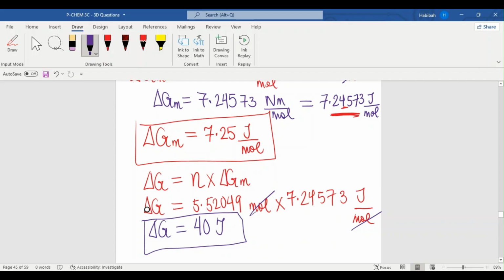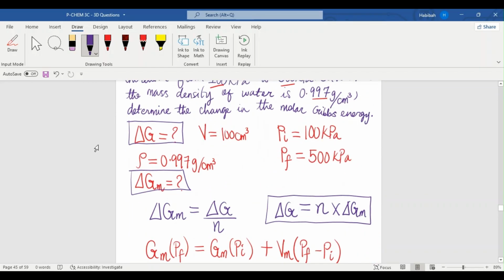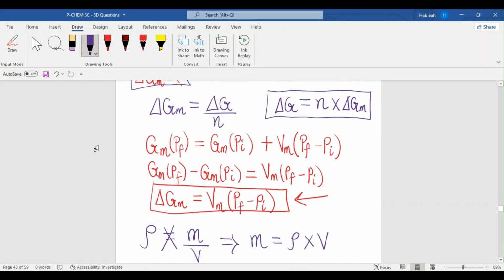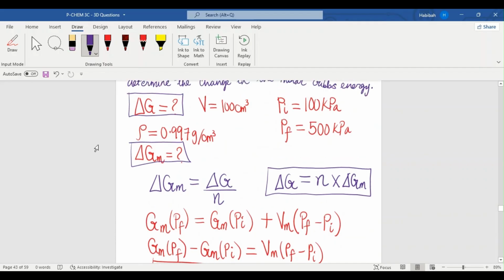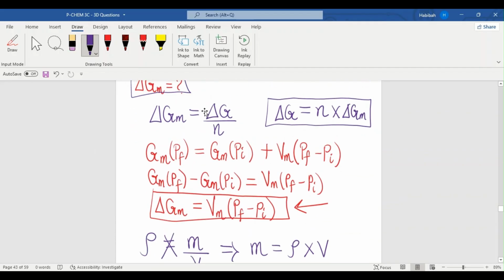Now, to keep my promise, I'm just going to quickly do the short review of what we did. The question asked us to find the change in Gibbs energy as well as the change in molar Gibbs energy. The first thing we did was determine the formula we're supposed to use after we brought out the parameters. We determined the formula as the relationship between Gibbs energy and molar Gibbs energy. We have the formula we're supposed to use.